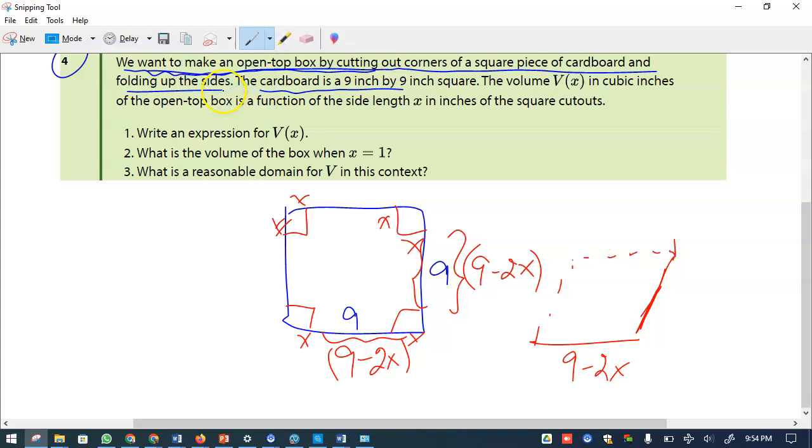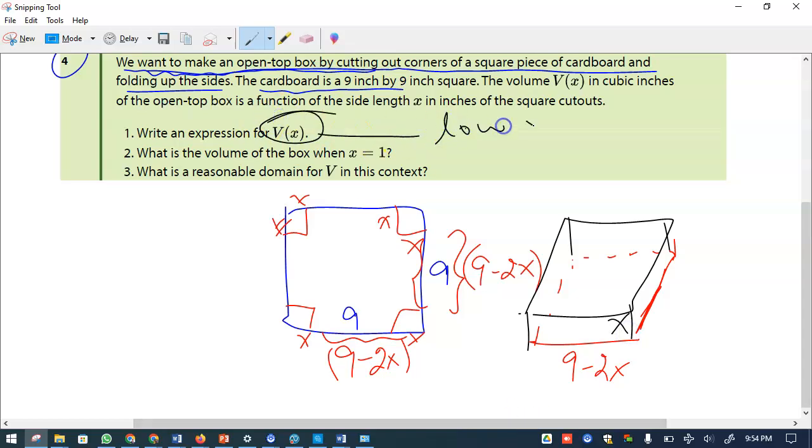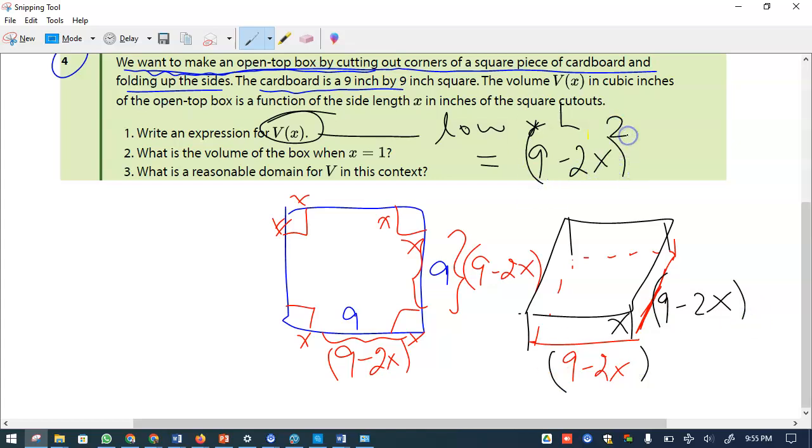So you get a box like this. There you go. So this is the height x. So we have a volume. The question is, what is the volume: length, width, and height. The length and the width are the same, 9 minus 2x. So I can write 9 minus 2x, and because you're multiplying two times, I can put a square there. And the height is x, and you're done.